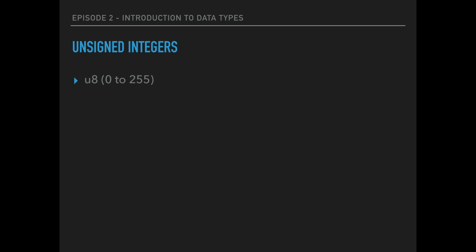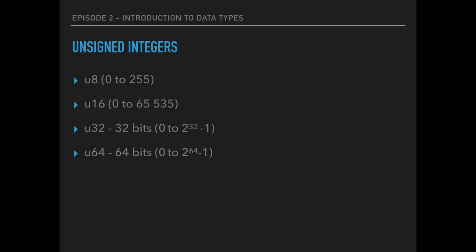Well, then we can use what's called unsigned integers. And there we have the same sizes, but instead of an I8, we have a U8. So U8 ranges from 0 to 255, so that's 256 numbers. We also have the U16, the U32, the U64, and finally the usize. And the usize is either 32 or 64 bits, depending on your computer's architecture.